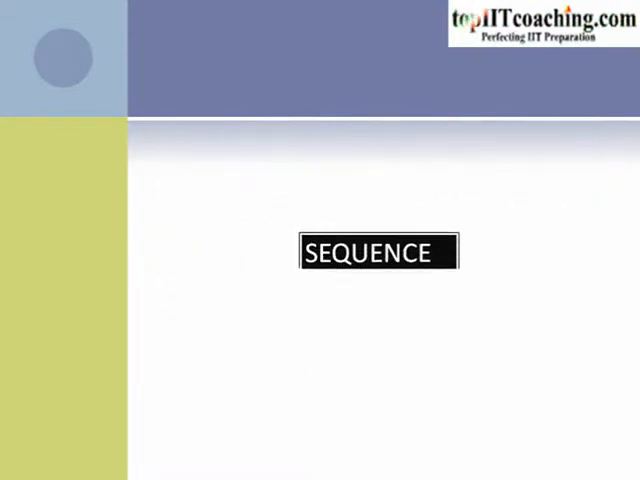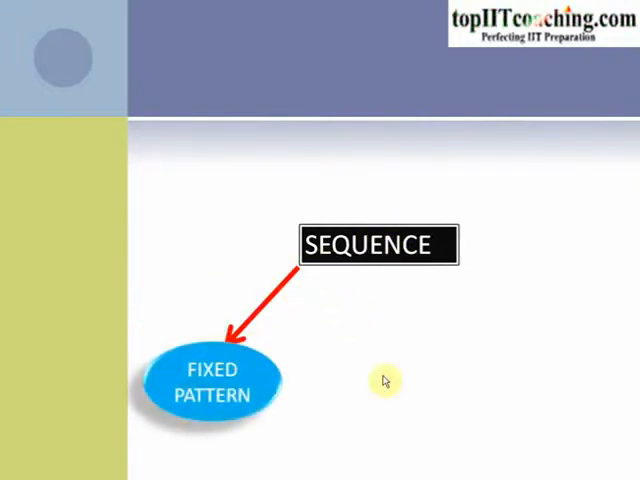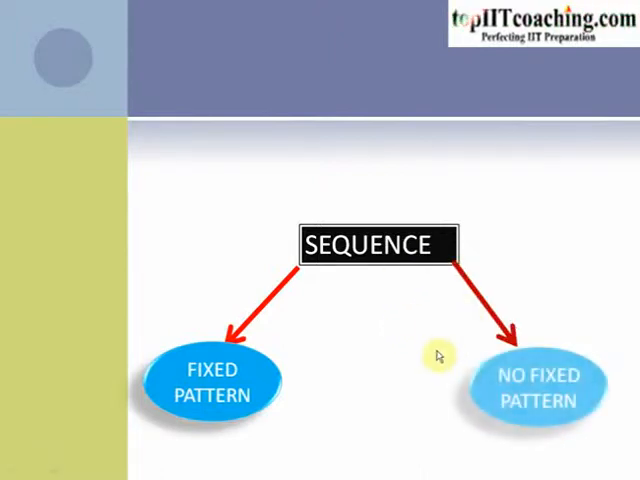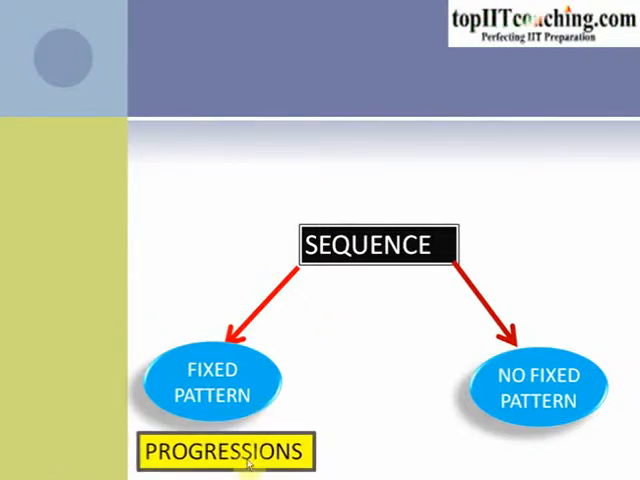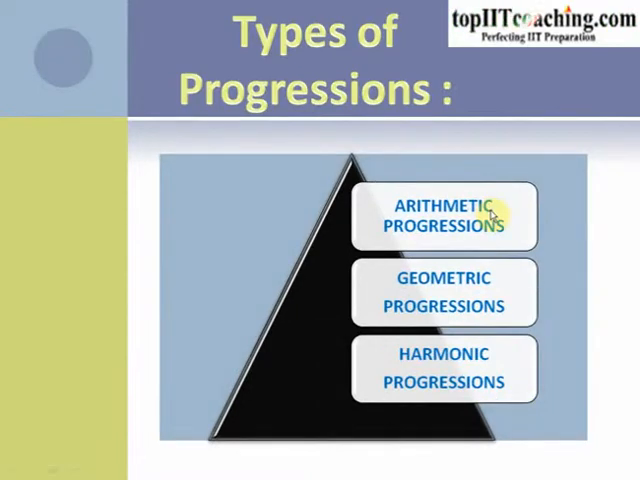So we can say that if we have a sequence, then there are two choices. Either this sequence could follow a fixed pattern or the sequence could not have a fixed pattern. If the sequence follows a fixed pattern, then such a sequence is known as a progression. So progressions are sequences in which the terms or the elements follow a fixed pattern or a fixed rule. Now, what are the different types of progressions? We have just seen what is a progression, but there are different types of progressions, and these progressions are the arithmetic progressions, geometric progressions, and the harmonic progressions.